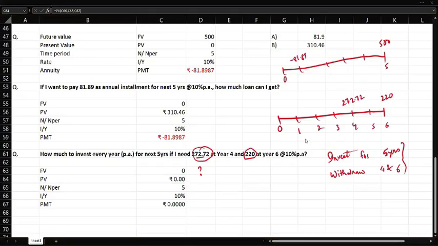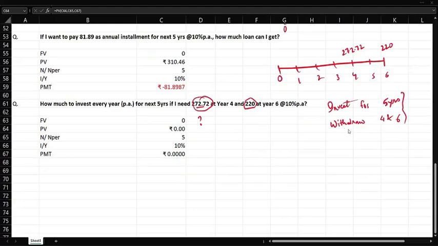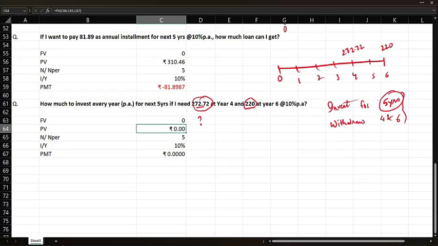Let me now tell you the way to work around these problems. The solution is always to try to bring them on the same timeline. The investment is straightforward, for 5 years, so don't touch this amount. But the withdrawals are at different time periods. Why don't you bring the fourth year and the sixth year withdrawals to the fifth year? If I want this 272.72 at the end of the fifth year, then it will be how much?